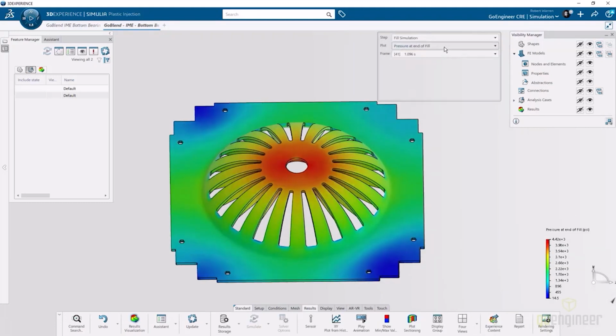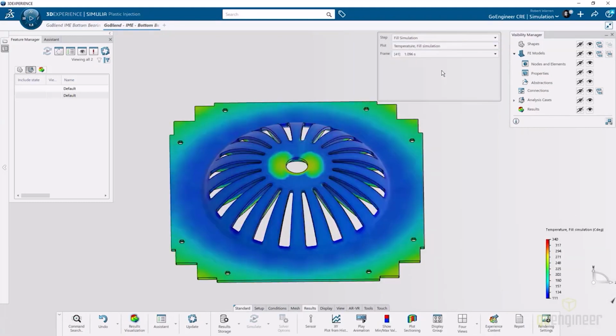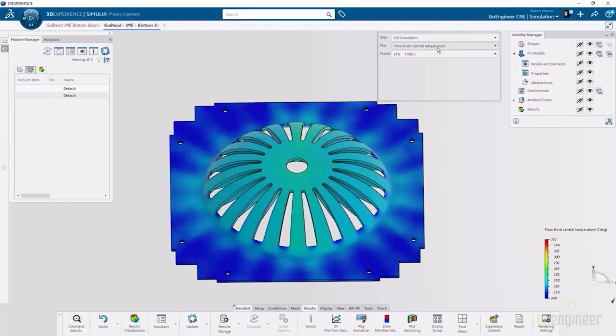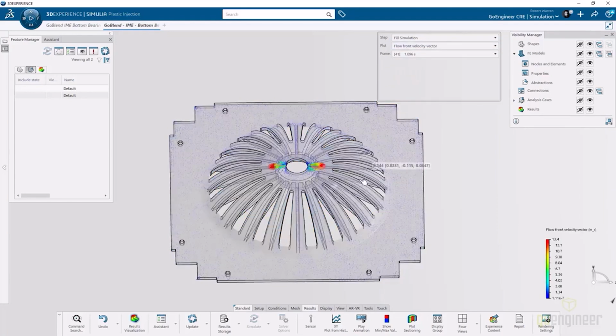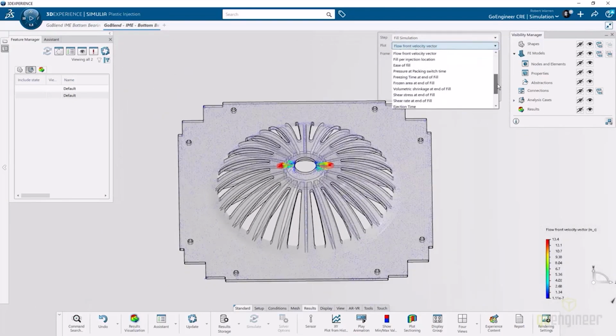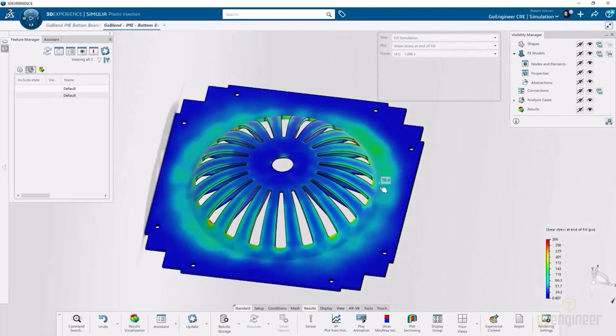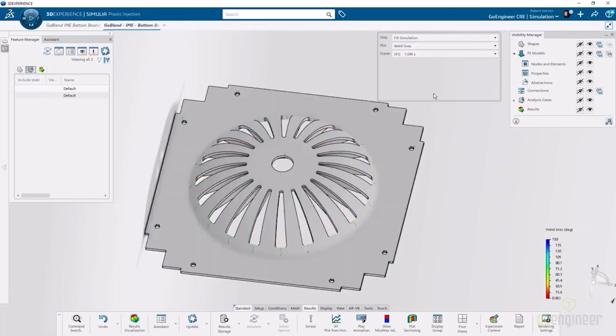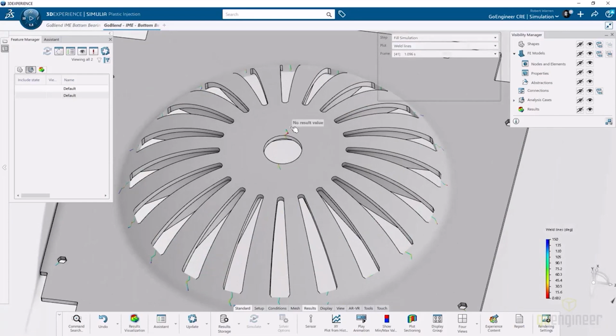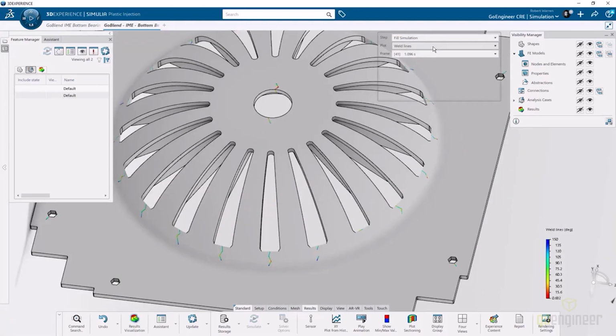So if I look at the pressure at end of fill, we have a higher pressure on two ends versus the other. We also see the flow front central temperature. We can see the velocity vectors at the end of fill. And we can see the shear stress. And we've got a little bit too much shear stress in this model for comfort. It's not quite a good design.